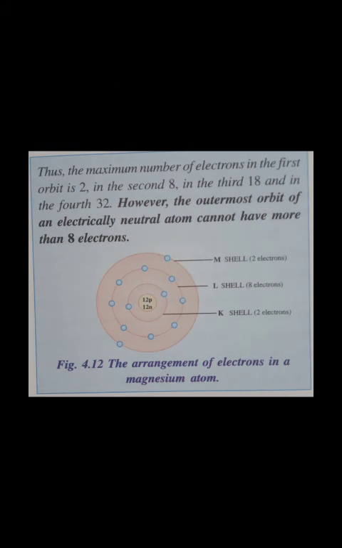Thus, the maximum number of electrons in the first orbit is 2, the second is 8, the third is 18, and the fourth is 32. However, for the outermost orbit we have one more rule: the outermost orbit of an electrically neutral atom cannot have more than 8 electrons. Okay, so when we come to the M shell, although it can fill a maximum of 18 electrons, if it is the last shell, then we will only fill 8 electrons in it, and the rest of the electrons will move into another shell. This we will see with the help of an example.